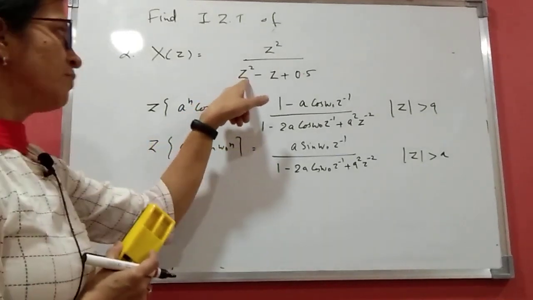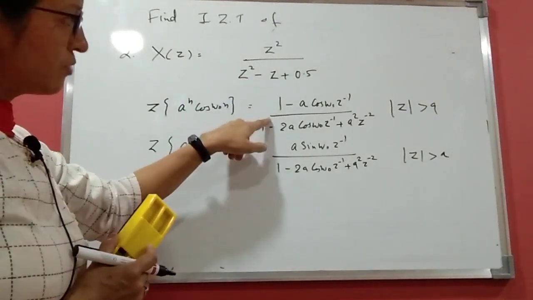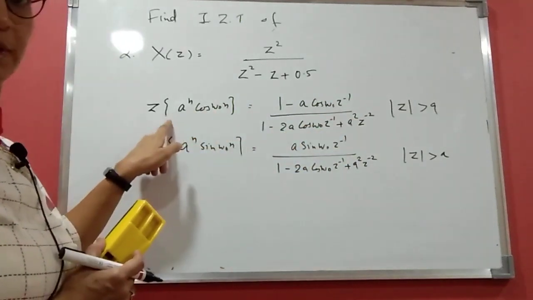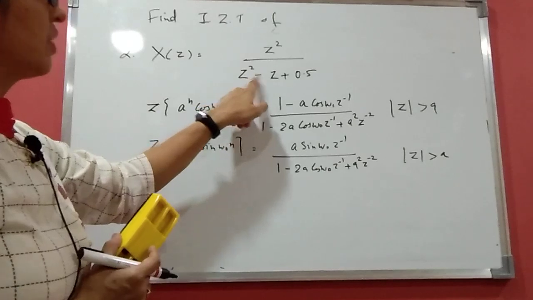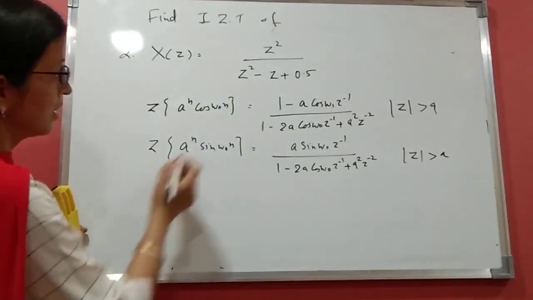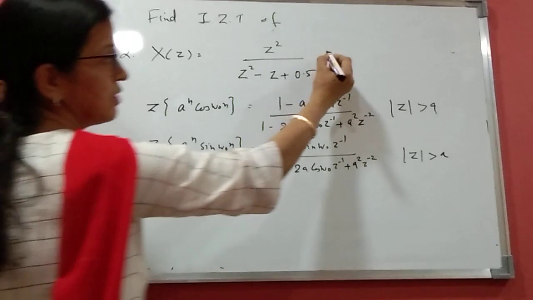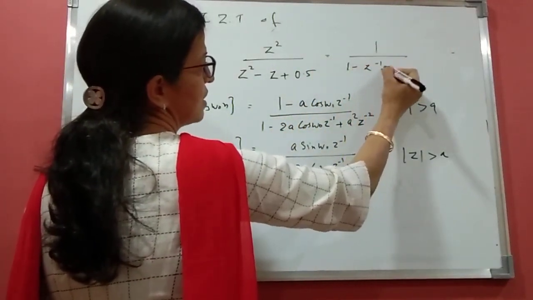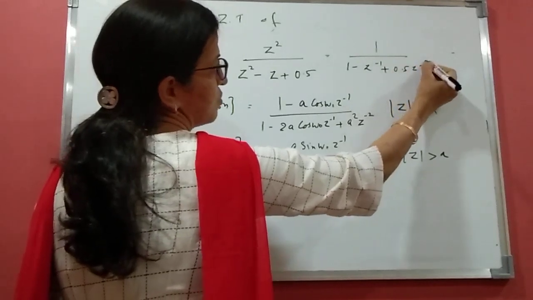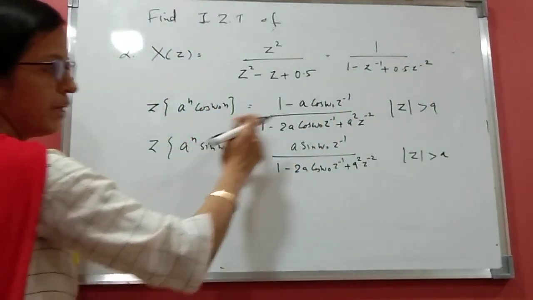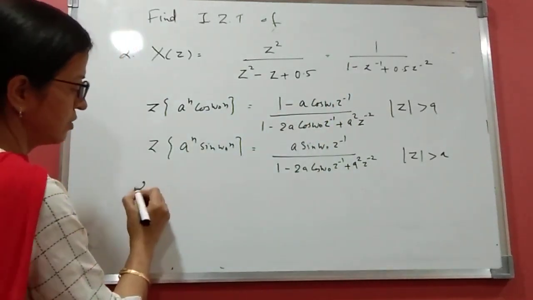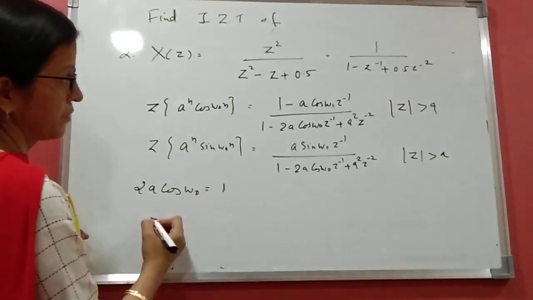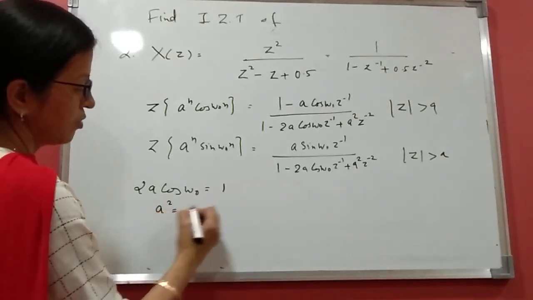So anytime you get imaginary roots, we have to go in this form, and if we can arrange this in this form, the inverse Z transform of this is this. So we'll just see whether we can arrange it in this form. So I'll write down here, and also you have z square upon z square. If you divide by z square, you'll get 1 upon 1 minus z inverse plus 0.5 z raised to minus 2. So comparing, only the denominator we'll compare. You'll see here 2a cos omega naught equals 1 and a square equals 0.5.